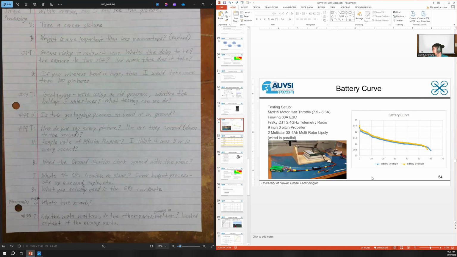What's the x-axis? Yeah, good question. It's not labeled here. I think this is volts on the Y, and I think time is on the X. That'd be my guess, but I don't remember for sure.